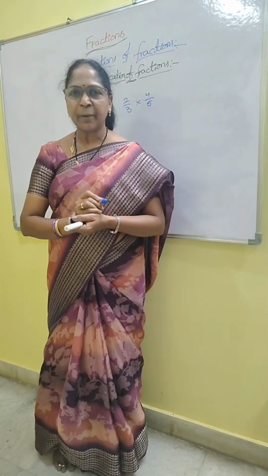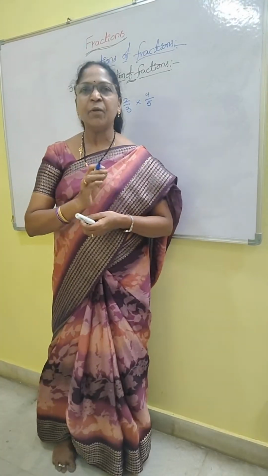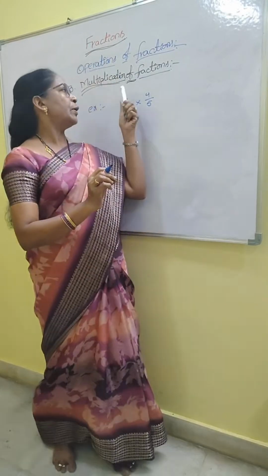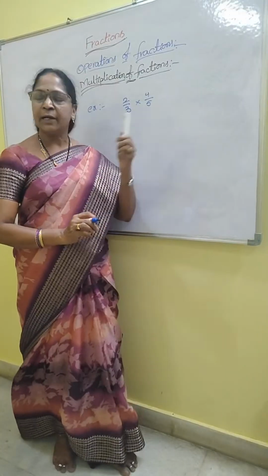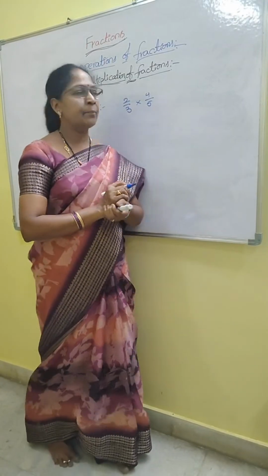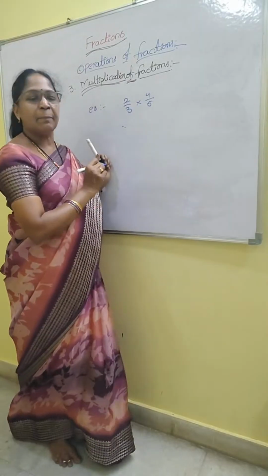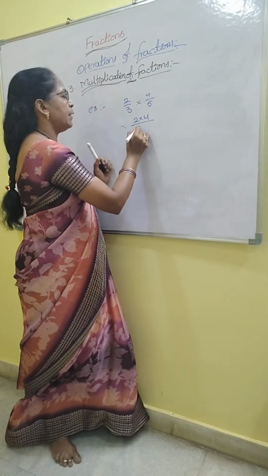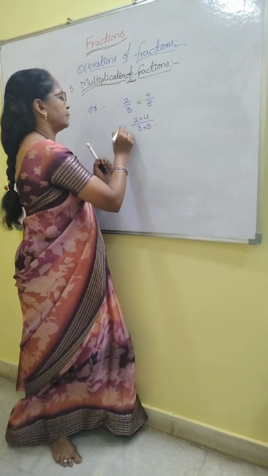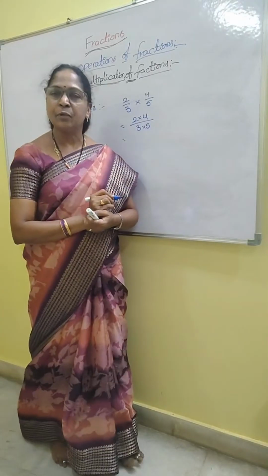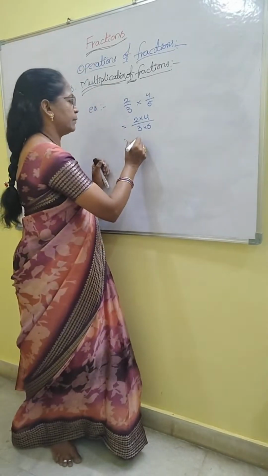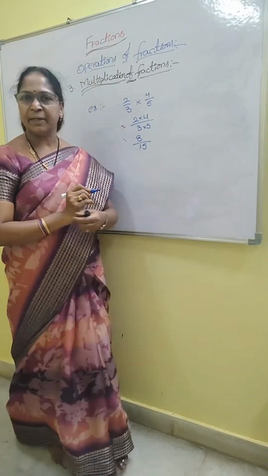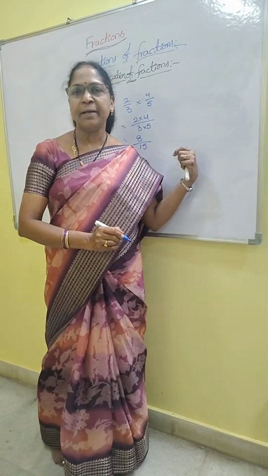2/3 into 4/5. In multiplication, what is the basic procedure? Numerators, those two together you should multiply, as well as denominators should multiply. Now these two together you should multiply. That is 2 into 4 divided by 3 into 5. That equals 2 4 ja 8 divided by 3 5 ja 15. This is the final answer.